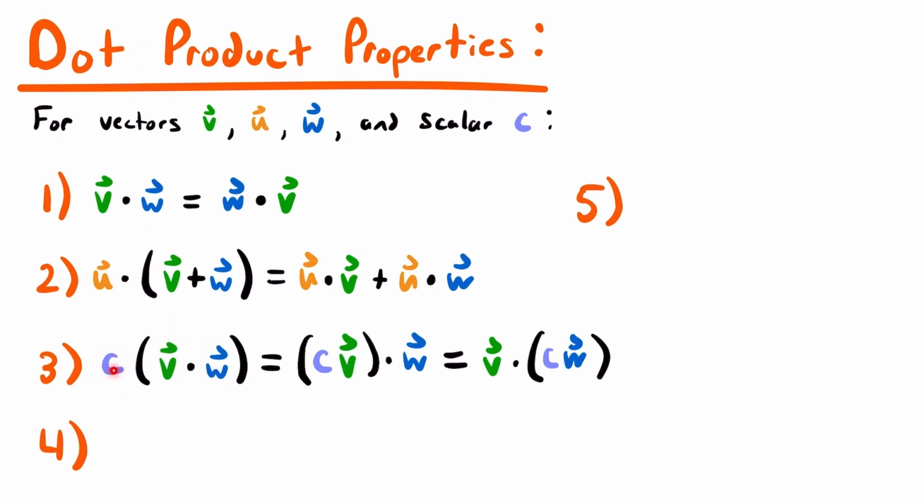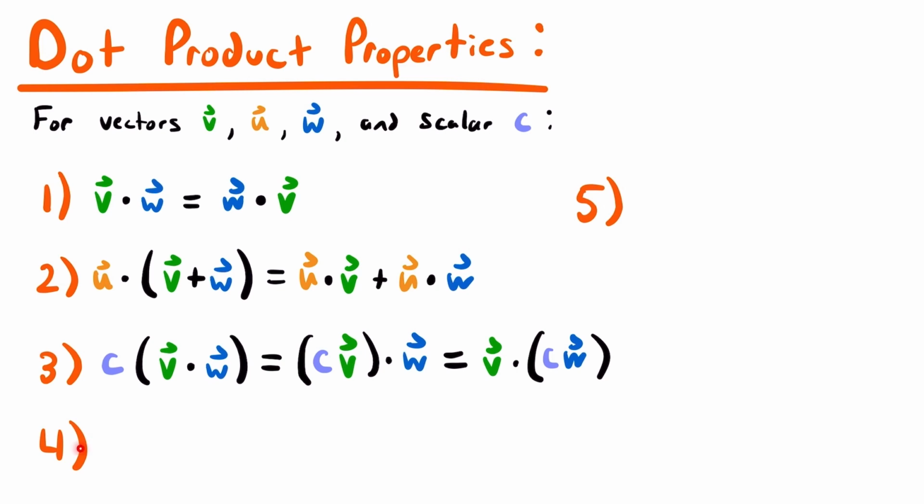You can multiply it after you perform the dot product, or you can multiply that scalar times v right away and then perform the dot product, or you can multiply that scalar by w first and then perform the dot product between v and whatever that vector is. So it doesn't matter the order in which you multiply a scalar by two vectors that are being multiplied together via the dot product.